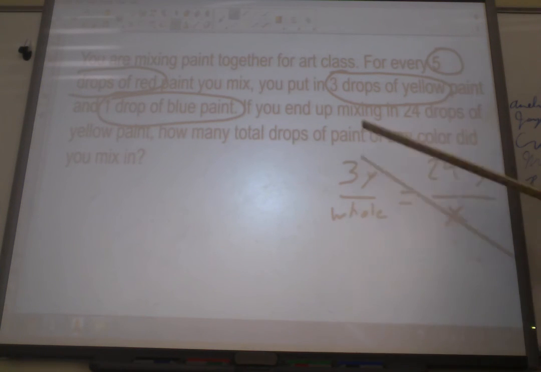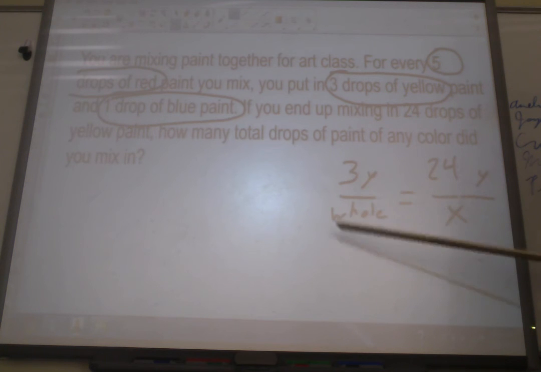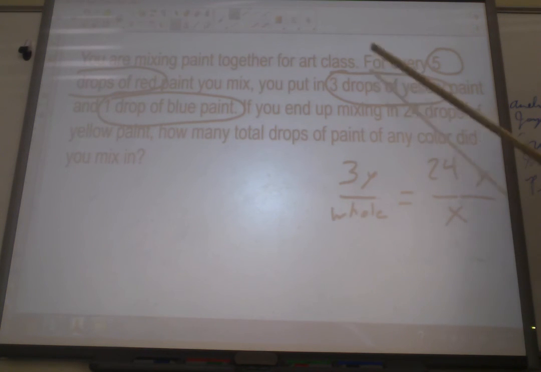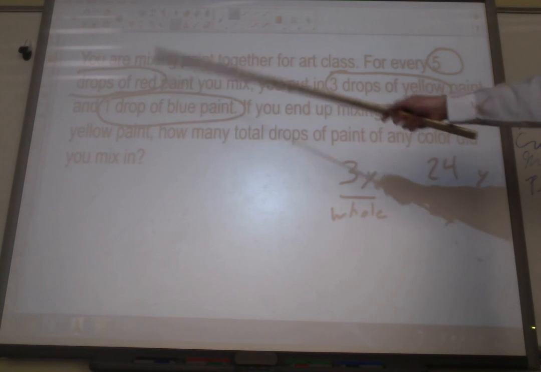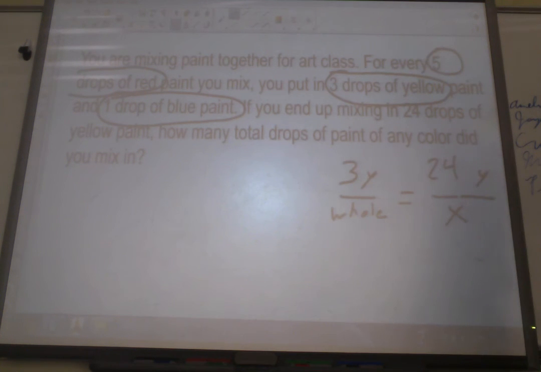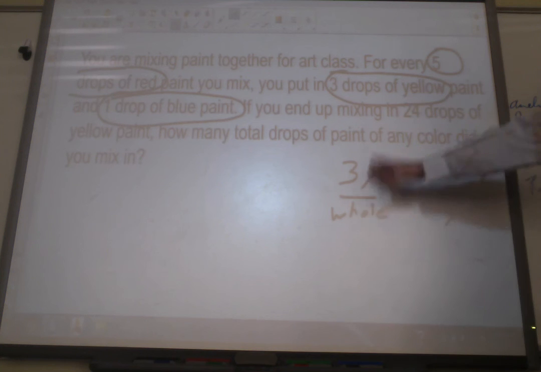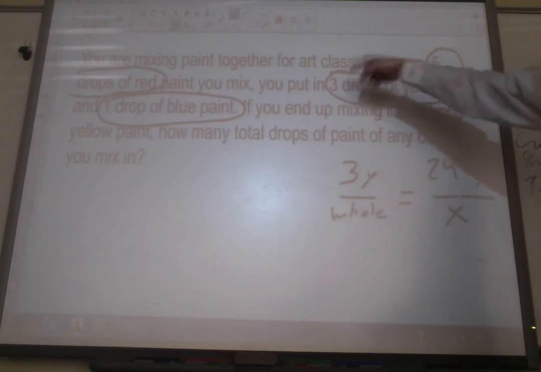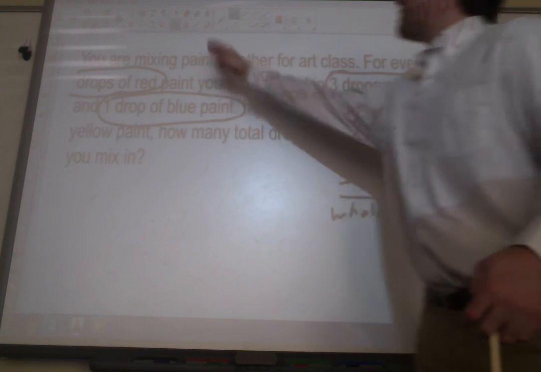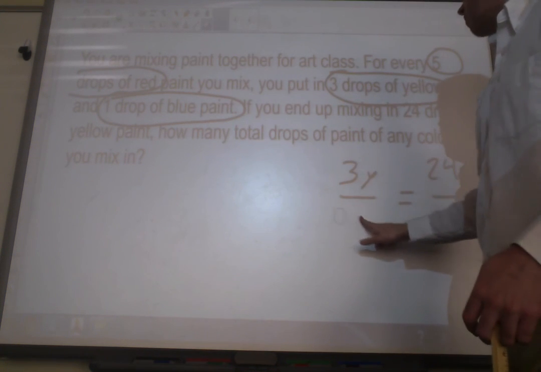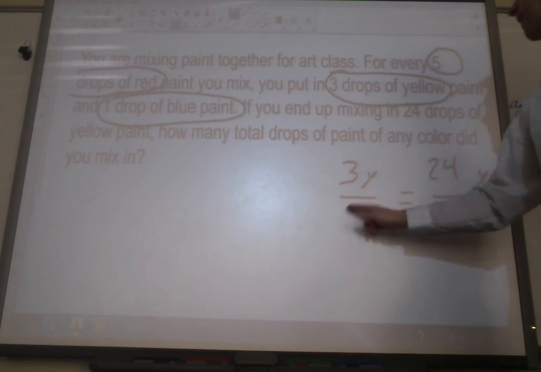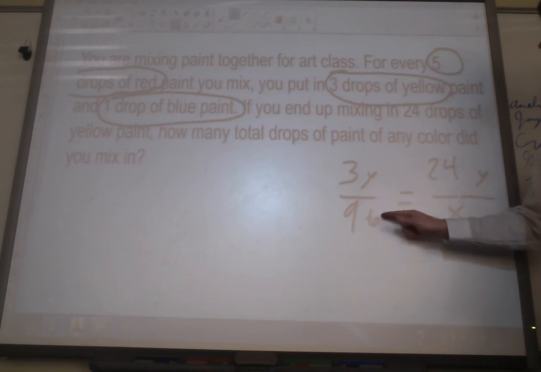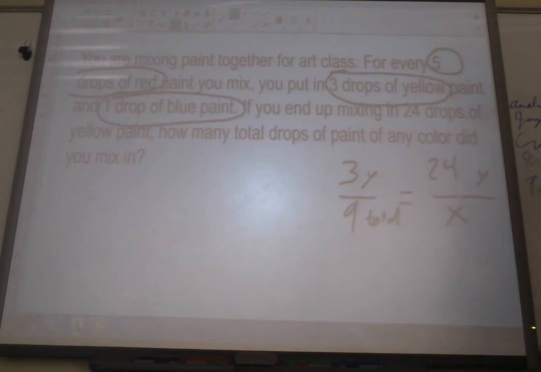So now we've just got to figure out 3 is a part of what whole, what total. Well, there were 3 drops of yellow, 1 drop of blue, and 5 drops of red. So to figure out our total for this ratio, we're going to be adding these all together. 5 plus 3 plus 1. 5 plus 3 is 8, plus 1 is 9. So our whole over here is 9. That's our total. And there we go. Now we've got our proportion set up. Now we just need to cross multiply to solve this.